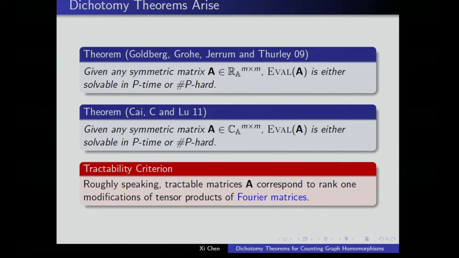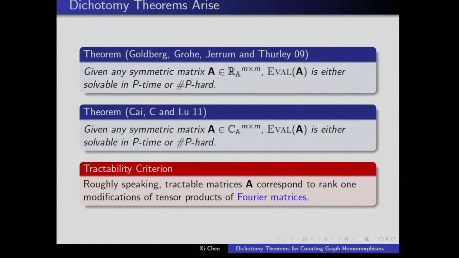But dichotomy theorems arise, and we have first, in 2009, this dichotomy theorem by Goldberg, Grohe, Jerrum, and Thurley, which shows that for any real symmetric matrix, the problem is either computable in polynomial time or #P-hard. And then it was generalized by Jin-Yi, myself, and Pinyan to all symmetric complex matrices.